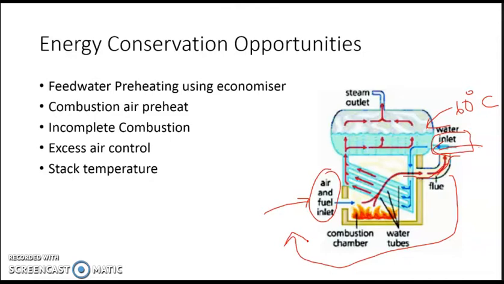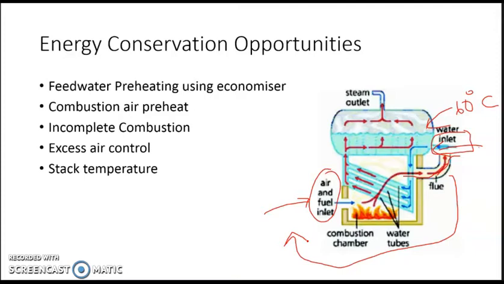Next one is incomplete combustion. You will be having a type of fuel, say in the case of coal. If the coal is not properly combusted, then the efficiency of the system will reduce. Along with the ash, the coal also gets deposited. That means the combustion is inefficient. So unburned carbon will come, and that will lead to big losses. So it is always required to control the combustion such that complete combustion of the fuel happens inside the boiler system.